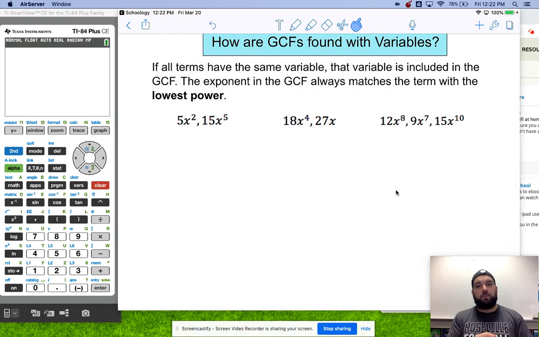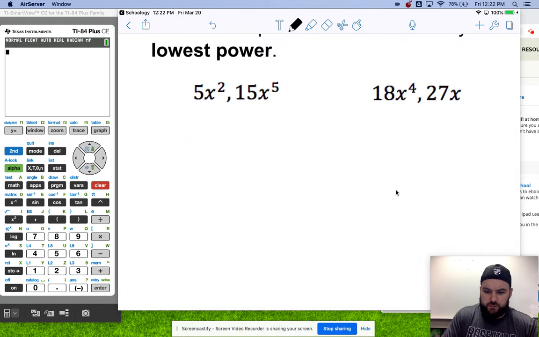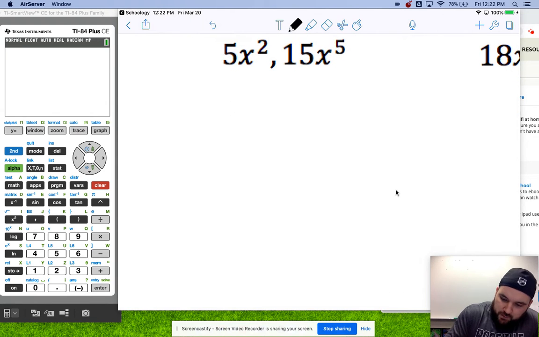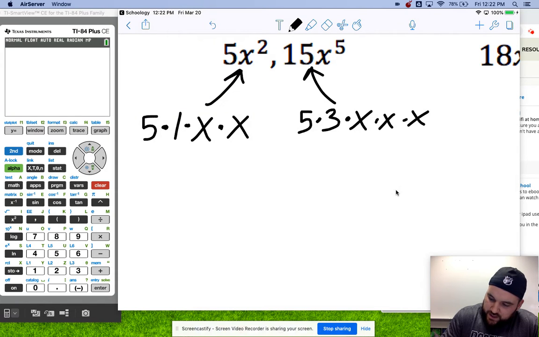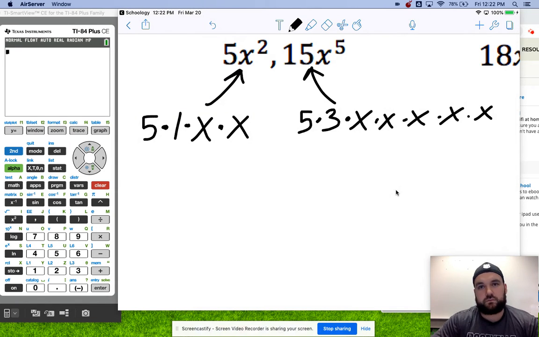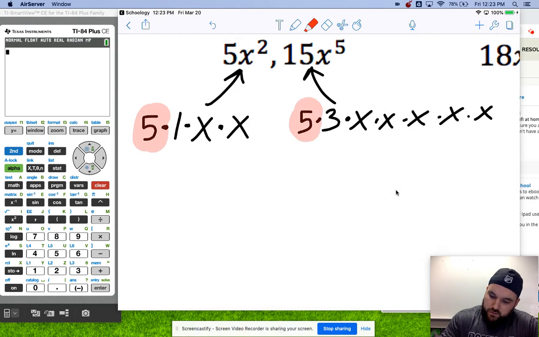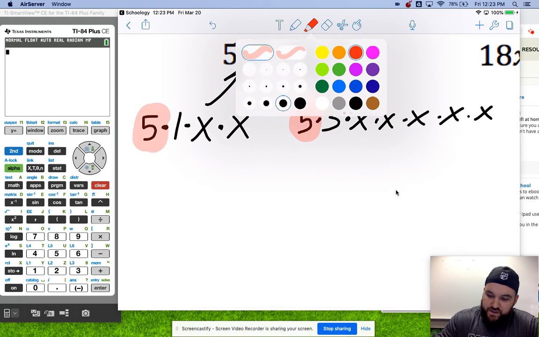And the first example, I'm going to write out a little the long way. And then after that, I'm going to shorten it up. So just bear with me on this first one. If you think about 5x squared, the 5 I could write as 5 times 1, and the x squared I could write as x times x. 15x to the 5th I could write as 5 times 3 for the 15, and then x times x times x times x times x. Okay, so the question is, what do they have in common? Well, I see 5 in both of them, and then they both have a series of x's.